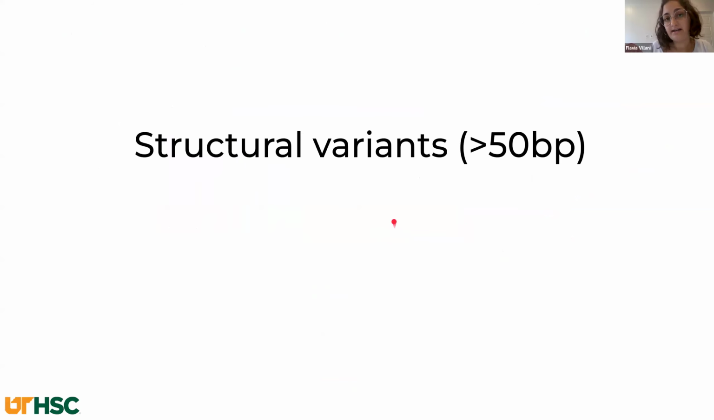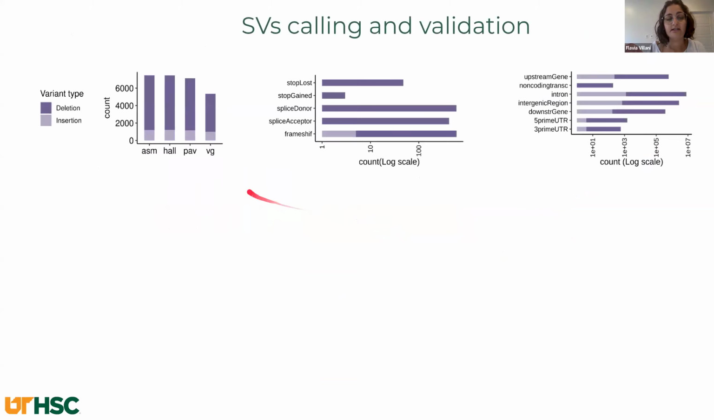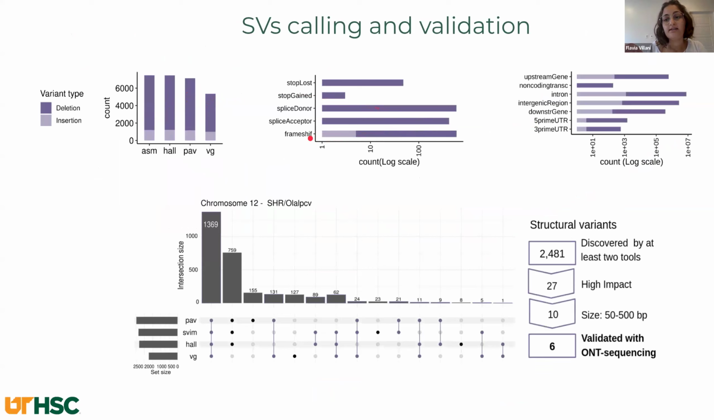This is for small variants, but then I was curious to see also what happened with the structural variation using the pangenome graph and not only. So here you can see that we use four different approaches, 3 assembly-based and 1 pangenome-based, and these are some annotation. And what we did was use the variants discovered by at least 2 different tools, that you can see here in purple, that have high impact on these sites, and we validated these variants with nanopore technology.